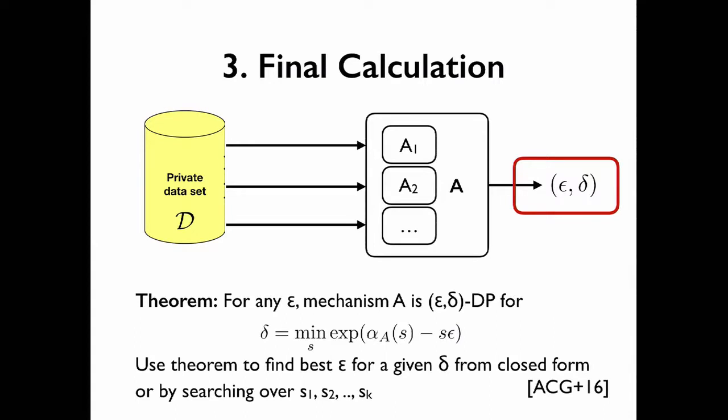And so how do we actually do it? Well, in some cases, this can be done in closed form. There are some especially simple mechanisms where you can do it in closed form. But in general, we can do it by a grid search, right? In general, these A_i's could even not be the same mechanism. One could be a Laplace mechanism, one could be a Gaussian, one could be something more complicated. So in general, we would need to use a grid search over the parameter s.